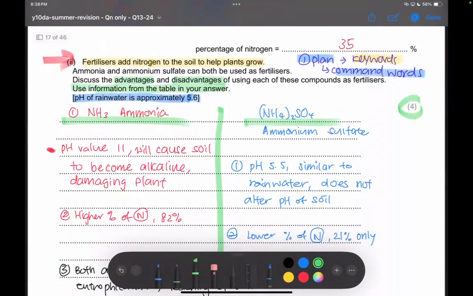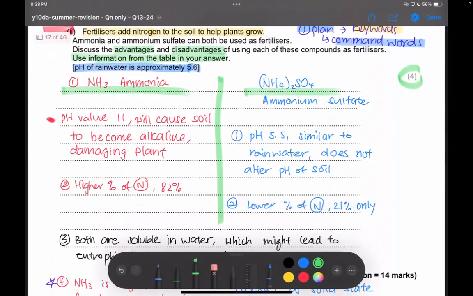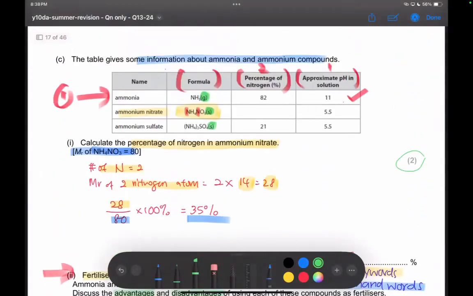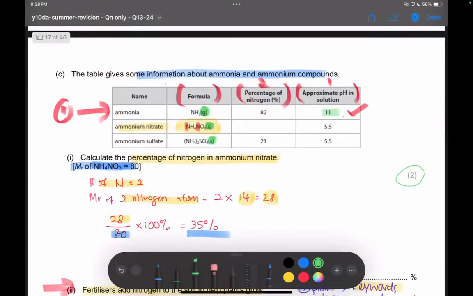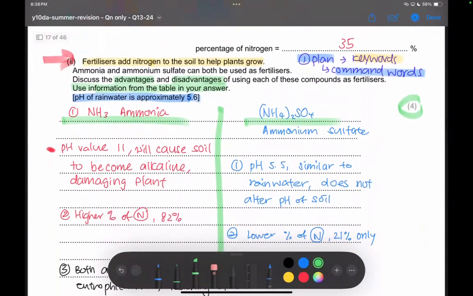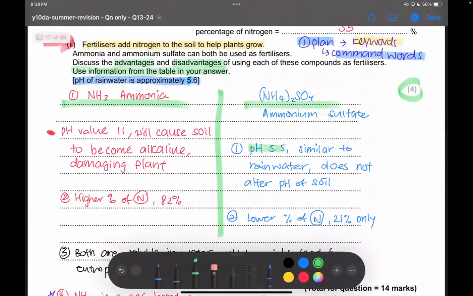So the first thing here is you want to talk about the pH. The pH is quite straightforward. For ammonia, it's 11, whereas for ammonium, they want you to talk about ammonium sulfate, which is the third one, is 5.5, which is very similar to rainwater, isn't it? So ammonium sulfate has a pH of 5.5, very similar to water, so it does not alter the pH of soil. But for ammonia, the pH value is 11, so it will cause the soil to be alkaline, and it's not good, right? Because when the soil is too acidic or too alkaline, swinging on the extreme part of the pH, it will actually damage the plant.